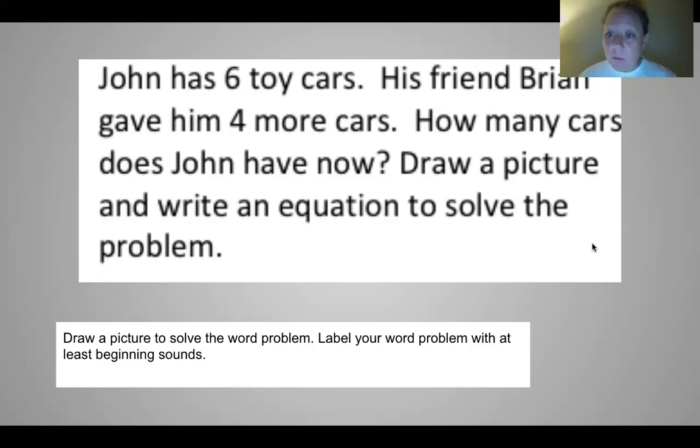I'm going to read the word problem again. Are you ready? John has 6 toy cars. His friend Brian gave him 4 more cars. How many cars does John have now? Draw a picture and write an equation to solve the problem. Push pause until you are ready to answer this problem.